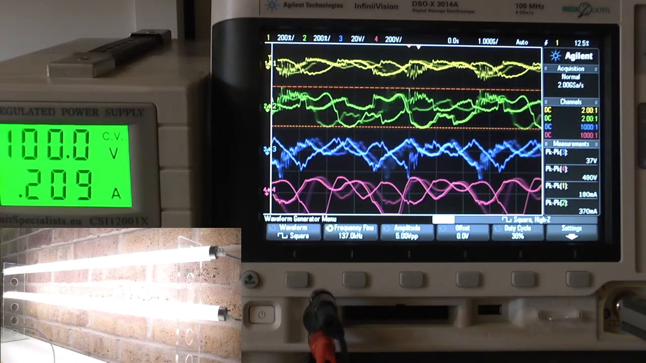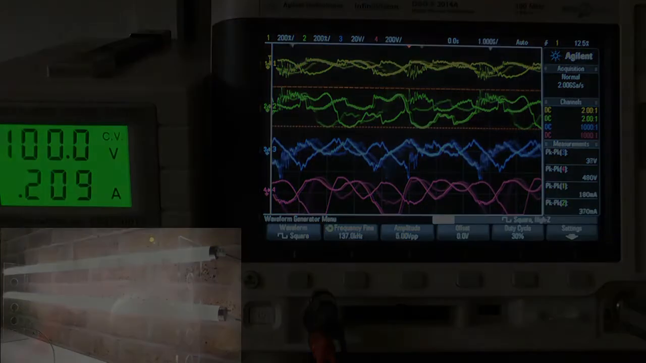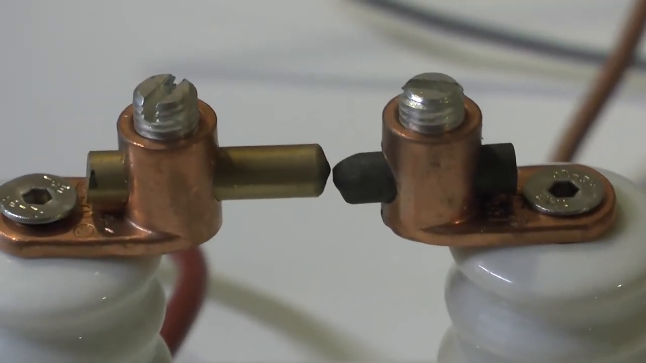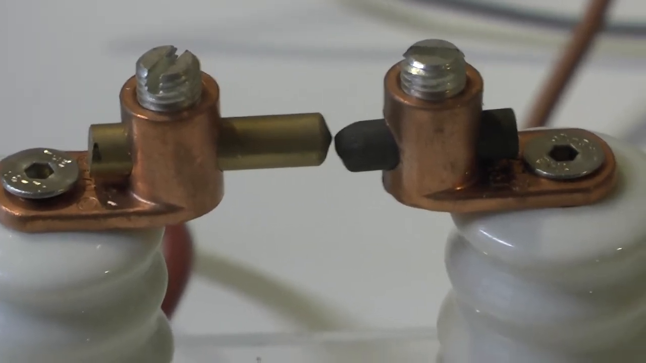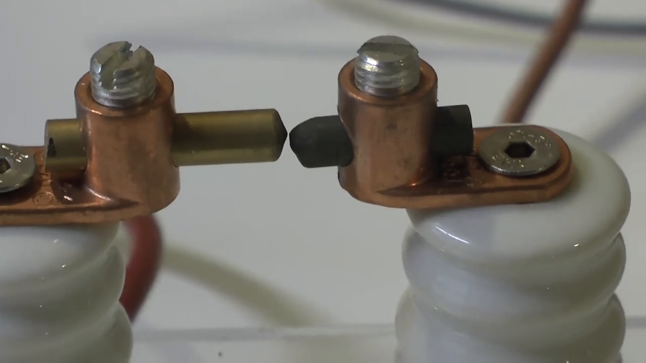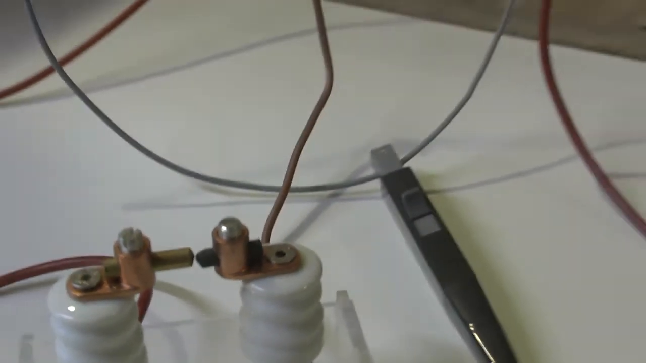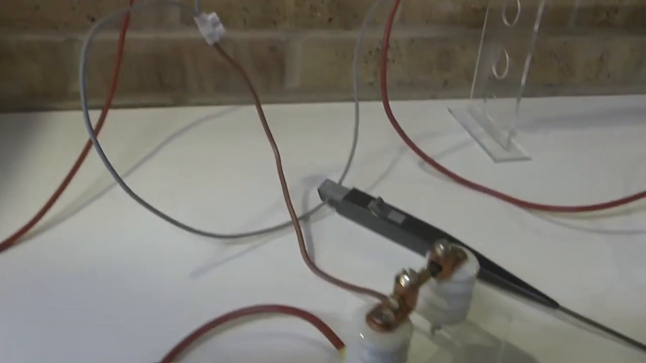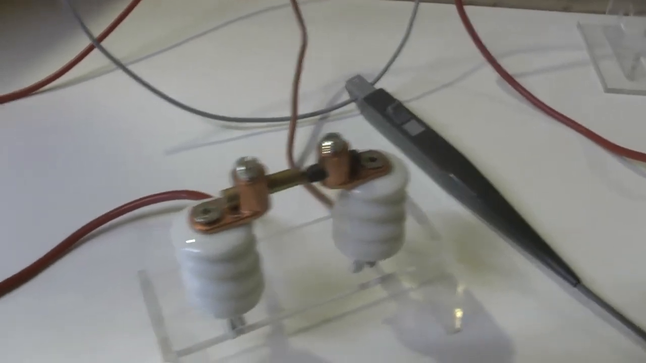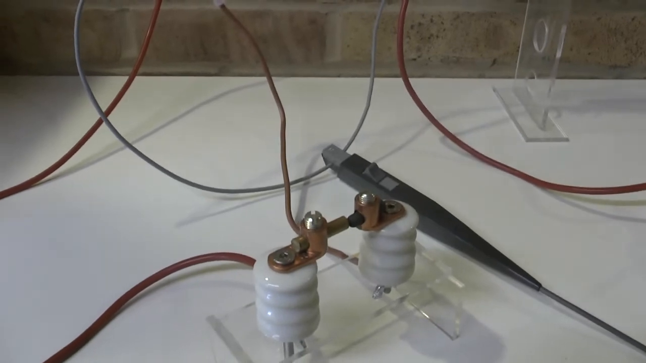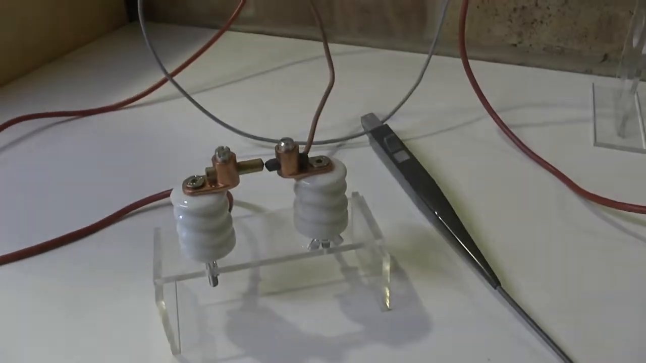Let's move on to the next test. So in the next scenario, we're going to use a spark gap. Here, as you can see, the spark gap has a very small gap because our voltage is not very high, so we need to have a small gap. Let's have a look. I'm connecting both outputs to the inbound side and then the other side on the output and measuring current propagation and power propagation here as well.